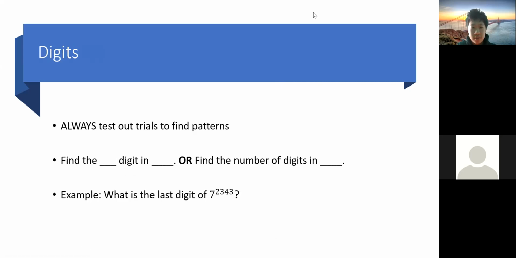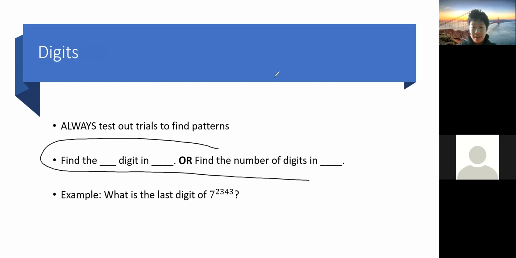Now we're going to do digits. Digits are actually very easy. A digit problem, these are 2 examples of the digit problems you're ever going to see. Find the blank digit in blank. So for example, it could be find the tens digit in 2 to the 50. Something like that, okay? Or it would say find the number of digits in 2 to the 50. All right, those are basically the 2 possible types of digit problems they're going to ask you.